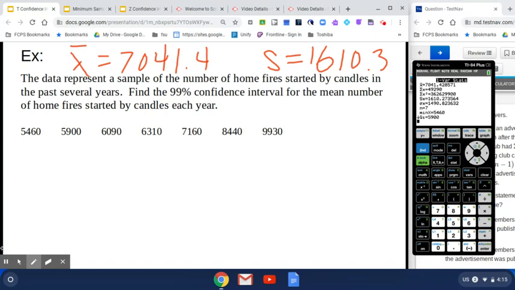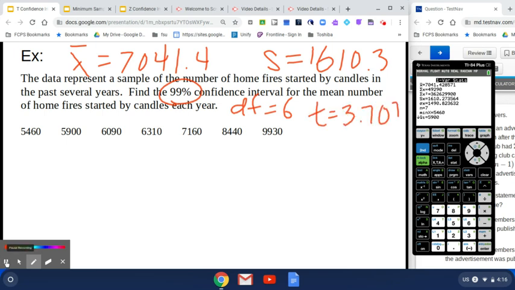We're going to go ahead and find the 99% confidence interval of the true mean. Pause this video and find that t critical value for a degree of freedom of 6 for 99% confidence. I have 7 data points there, guys, so I did 7 minus 1 to give me 6 degrees of freedom. Okay, pause the video and find that critical value. Okay, I found that critical value to be 3.707 from the t-chart.